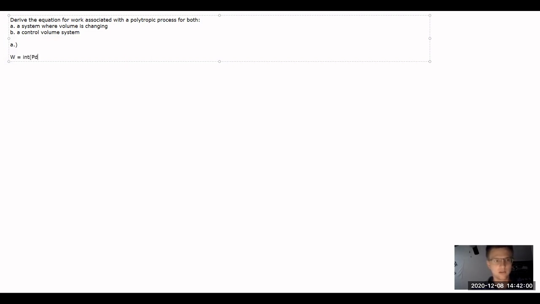So we're going to start with work equals the integral of P dV, because we know for a system where the volume is changing, we want to have our variable be the volume dV, because we know volume is changing and pressure changes as a function of volume. So to get our pressure function, then we're going to say that PV raised to the n is equal to a constant C. This is just the standard polytropic process equation.